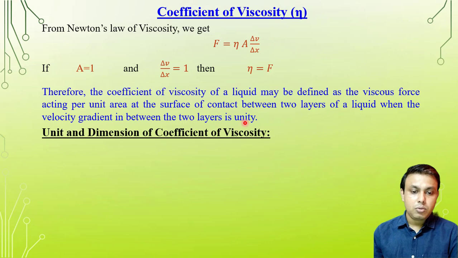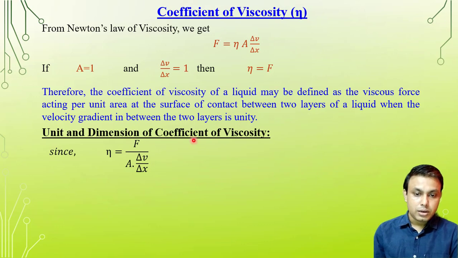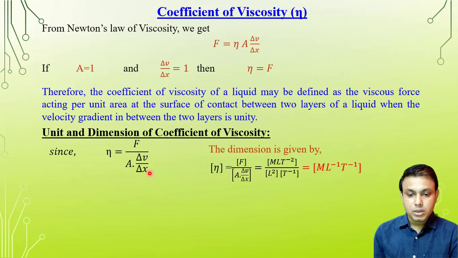And this may also be the case for gaseous substances. Now what is the unit and dimension of the coefficient of viscosity? From the above relation we can show that eta equals F by A into delta v by delta x. So what will be the unit? The dimension is given by the dimension of F over the dimension of this quantity.